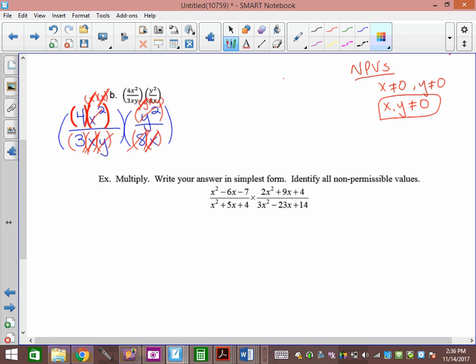So 8 divided by 4 is 2. 4 divided by 4 is 1. When you cancel these off, these canceled off numbers are just ones. So I'm technically left with 1 times 1 times 1 times 1 times y. So I'm left with a y in the numerator over 3 times 1 times 1 times 2 times 1 times 1, which is 6.